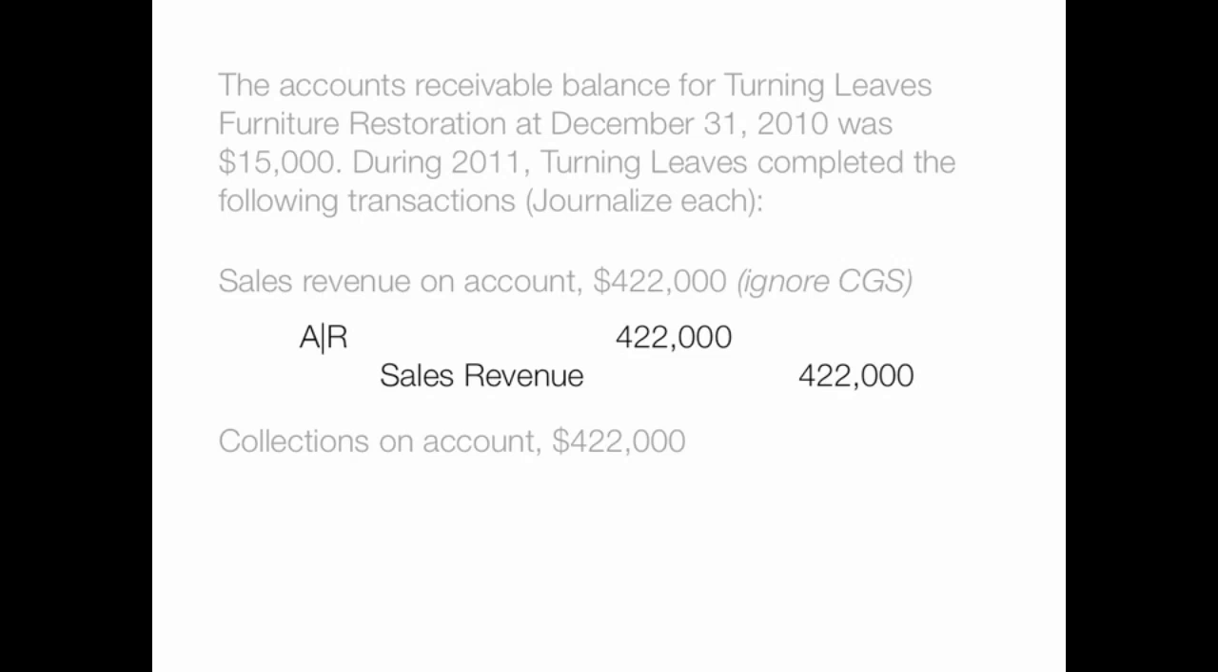The second transaction that would happen is collection on account. So we're collecting the sales we made, $422,000. So if we're collecting something, that means we're receiving the cash. So we would debit our cash for the $422,000. And we are no longer owed that money, so we would credit our accounts receivable for the $422,000.